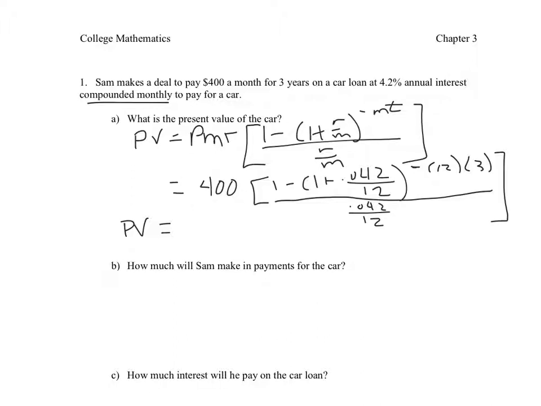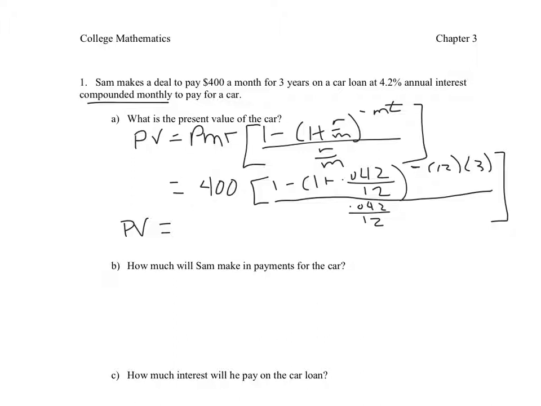Again, I would start with what is inside the parentheses. So if you'll take 0.042, divide it by 12. You can hit enter or equals. Take that answer and add 1 to it so that we've completed everything inside the parentheses.